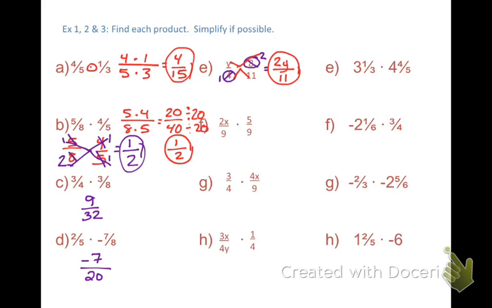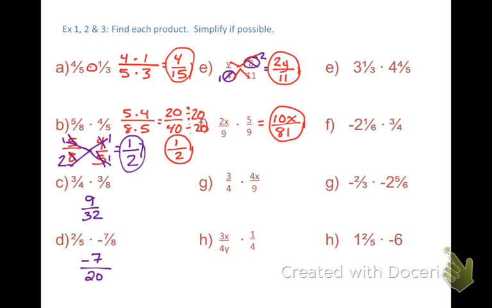Let's try F. 2 and 9, these two, there's nothing that goes into both of those two numbers. We're right below the E. And then you have 5 and 9, and nothing goes into both of those, so you're just going to multiply across. So 2x times 5 is 10x, and 9 times 9 is 81. And if you can't reduce ahead of time, that means you can't reduce later on, so you're completely reduced.